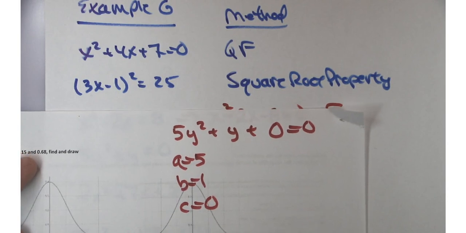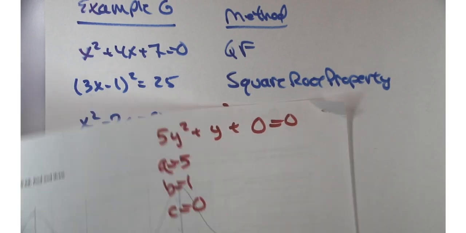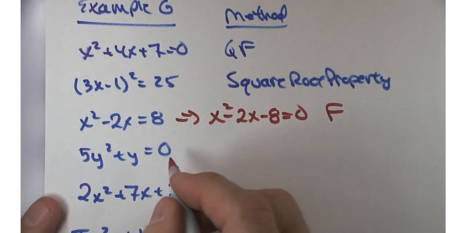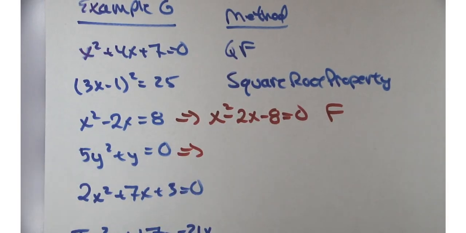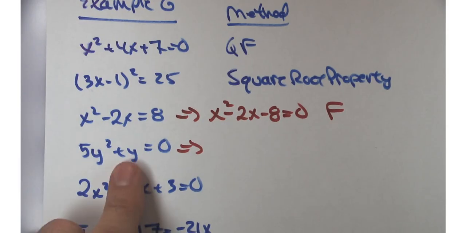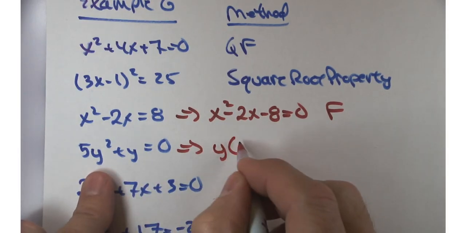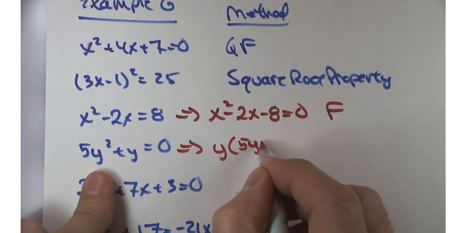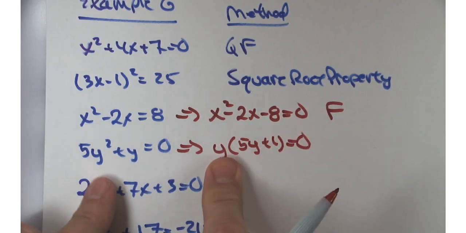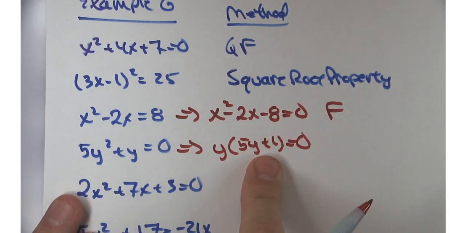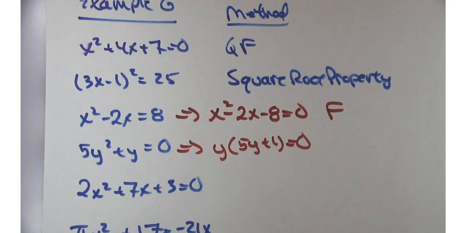Your a, b, and c would be a equals 5, b equals 1, c equals 0. And yeah, you could run through the quadratic formula. But what's the first thing you try when you're trying to solve these kinds of problems? Factor. And there's a GCF. Take out the y. y times 5y plus 1 equals 0. You get two solutions, 0 and negative 1/5. Done. Factor that one. You cannot use the square root property on that one. It's not set up for that.